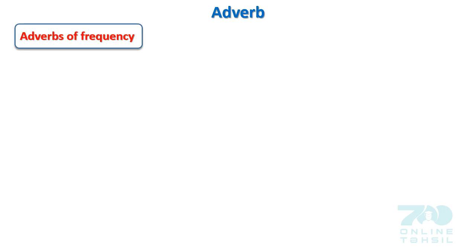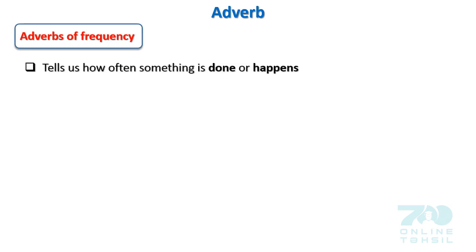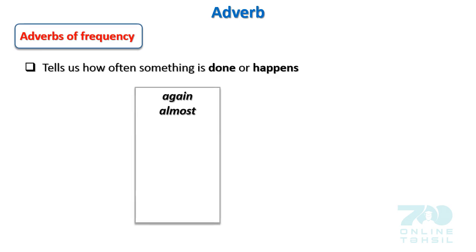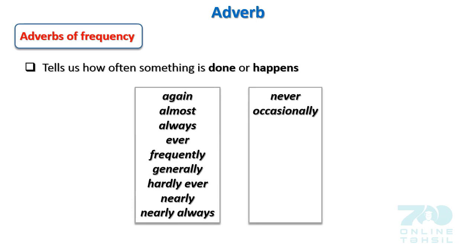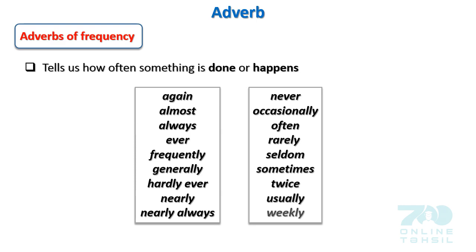Adverb of frequency. An adverb of frequency tells us how often something is done or happens. Words used as adverbs of frequency include again, almost, always, ever, frequently, generally, hardly ever, nearly, nearly always, never, occasionally, often, rarely, seldom, sometimes, twice, usually, and weekly.